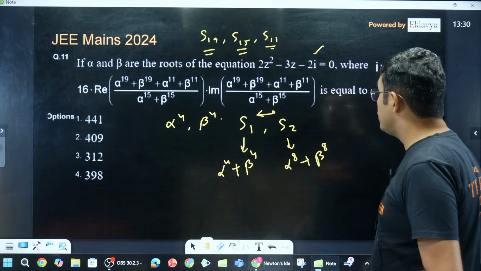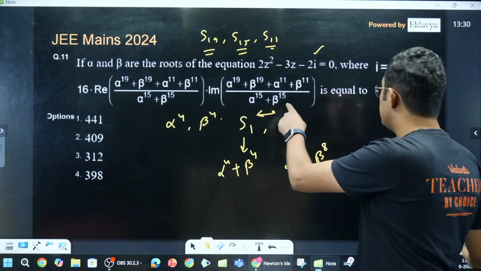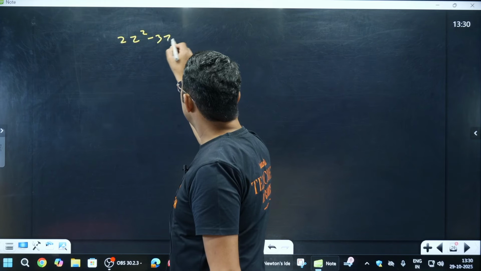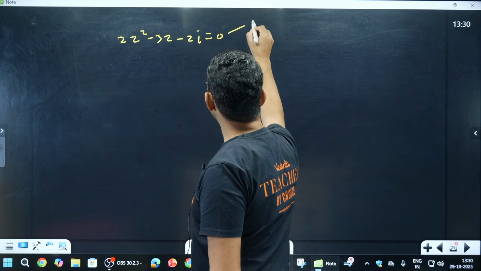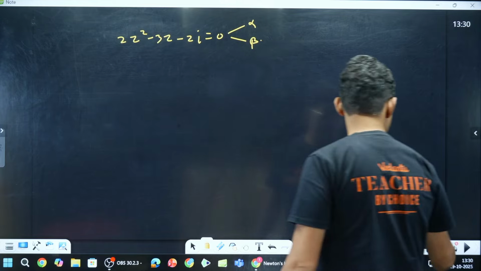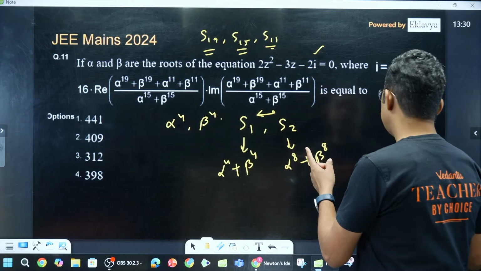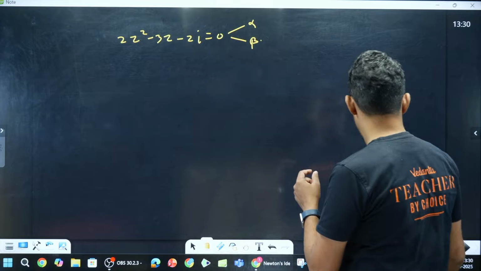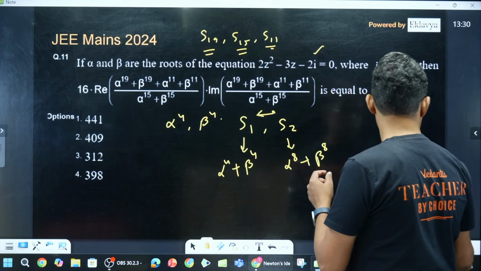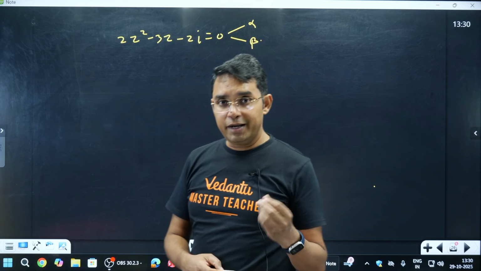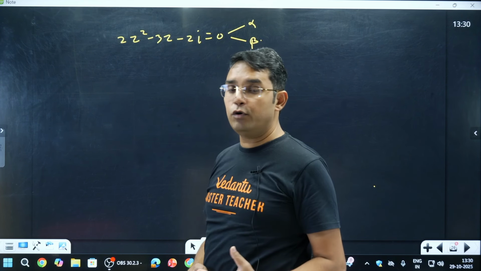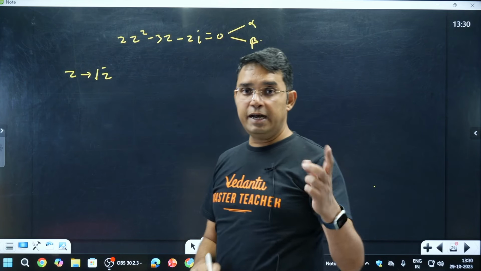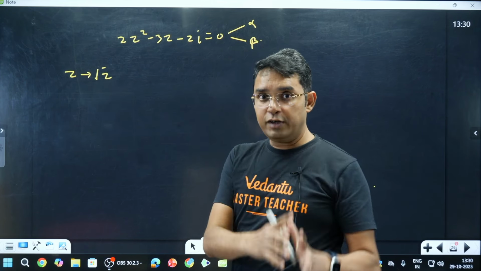So please see how I am going to do this question. My quadratic is 2z square minus 3z minus 2 iota equal to 0, and its roots are alpha and beta. Now if I want to create a quadratic whose roots are alpha power 4, beta power 4, what we do, we first replace z with root z. So my roots will become alpha square, beta square.